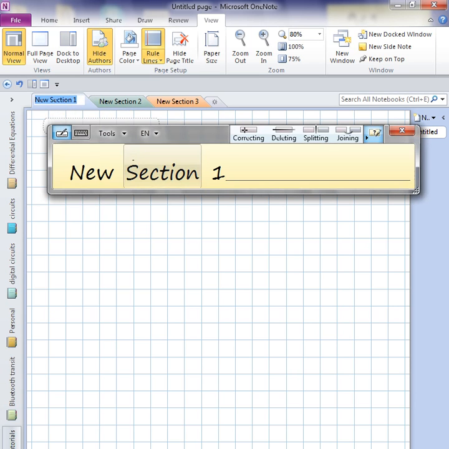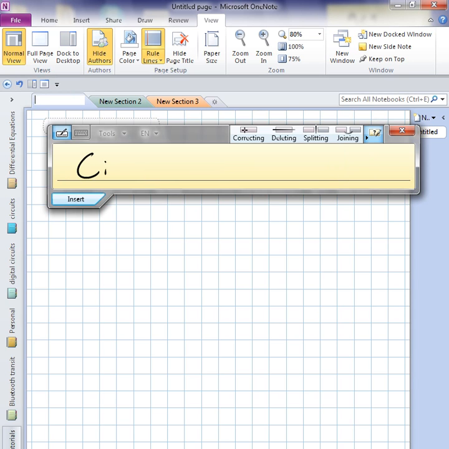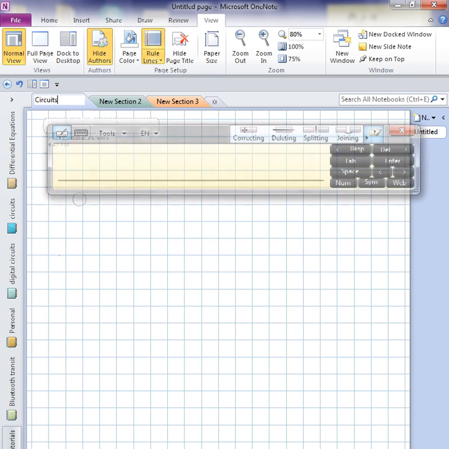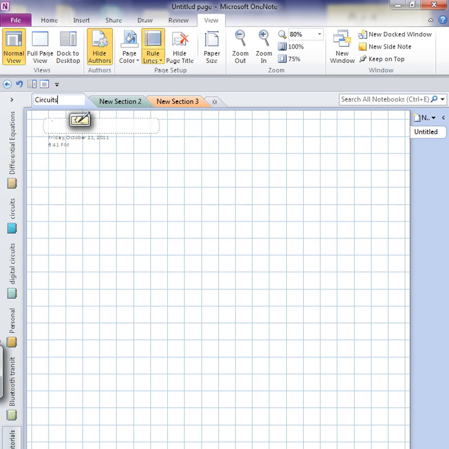Let's name this circuits. Alright, and then we'll name this first one Ohm's Law. I'm sure that you're all familiar with it already, and you're going to be like, oh my god, you're teaching us something so simple. Again, this is just an introduction video, and I got to start somewhere where everyone will be able to relate. So, Ohm's Law.